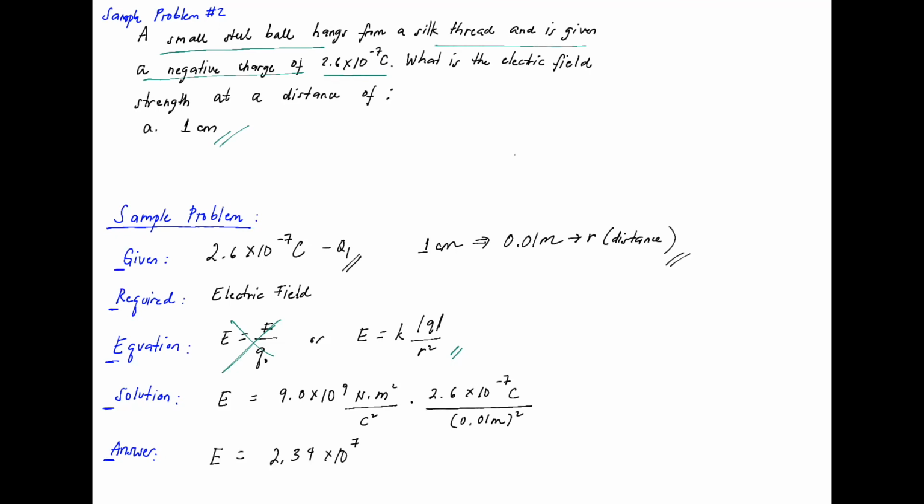Now, what is the unit here? Let's take a look at how we cancel the units. Meter squared will be cancelled with the meter squared. And then we also have the coulomb, and this one is coulomb squared. So this will become coulomb. And therefore, the unit that we're going to have for electric field strength is Newton per coulomb. So this is our final answer. And that's it. That's all for electrostatics.